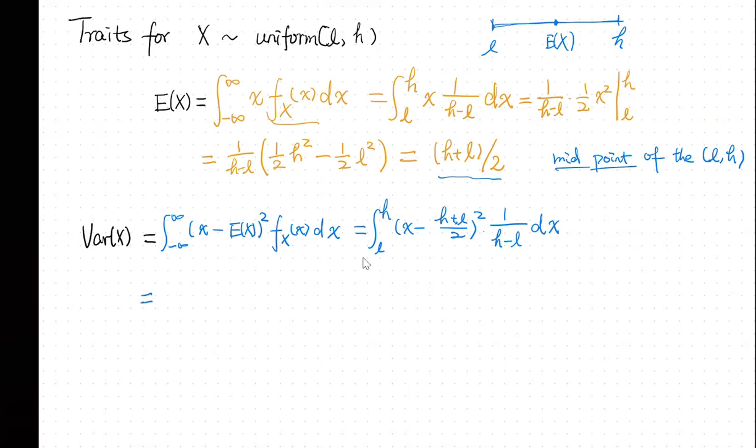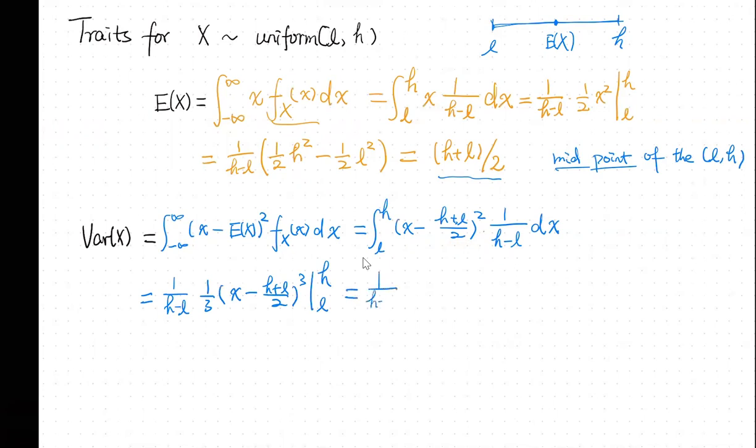Now let's just work through the algebra. First, we factor out this constant. So it's 1 over H minus L. And then we find the antiderivative of this square function, which should be 1/3 this quantity to the power 3. And then we evaluate this antiderivative on the two extreme points.